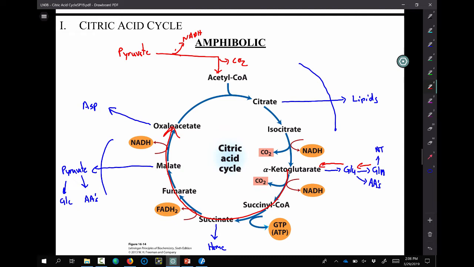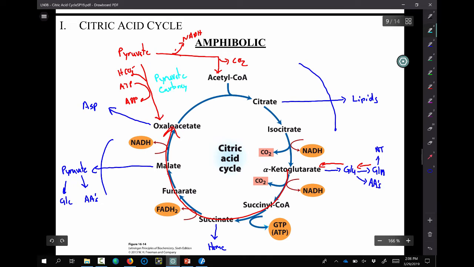Now, here's what can also happen, though. Pyruvate can be carboxylated to oxaloacetate. Okay, you need ATP to do this, and the enzyme that does this is the enzyme pyruvate carboxylase. And pyruvate carboxylase is a really important enzyme in replacing oxaloacetate supplies in the citric acid cycle.